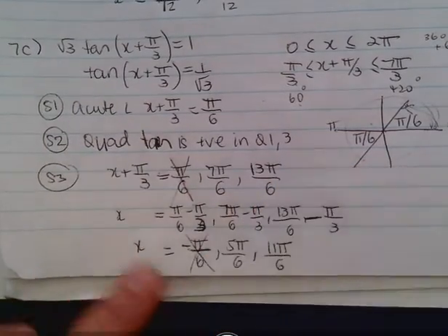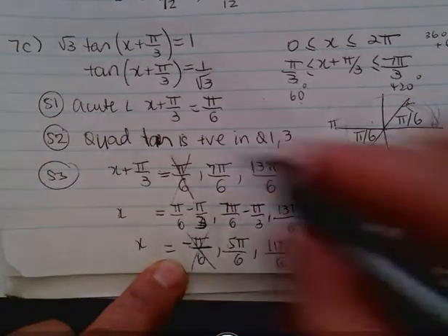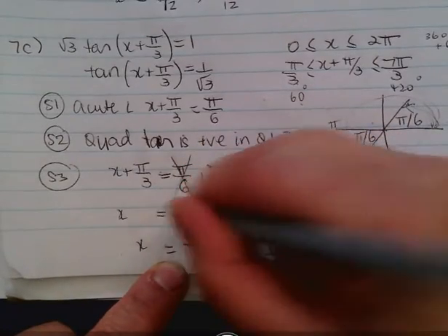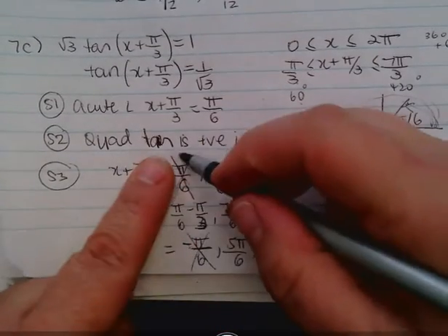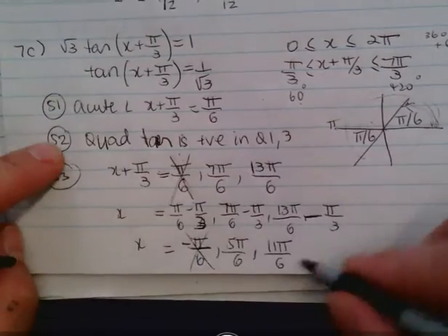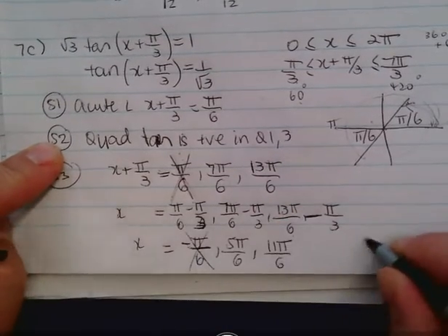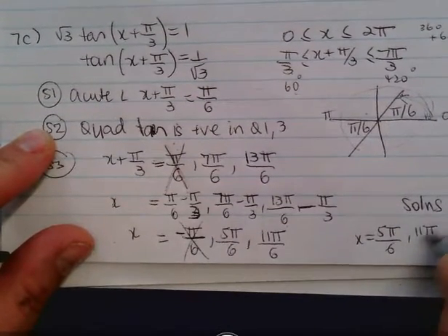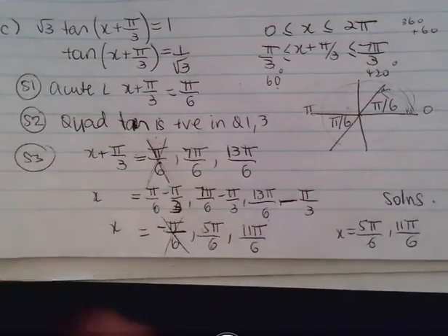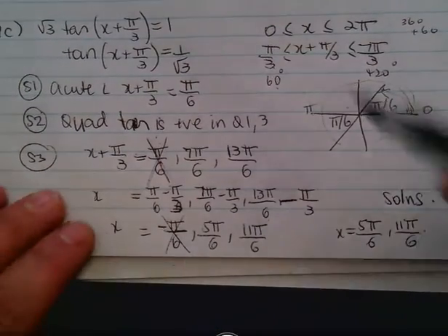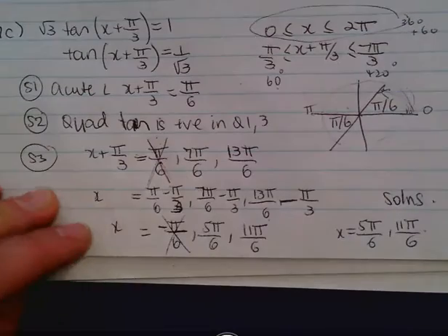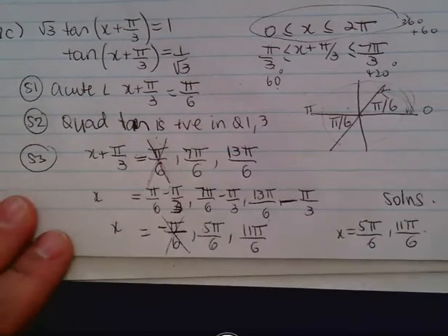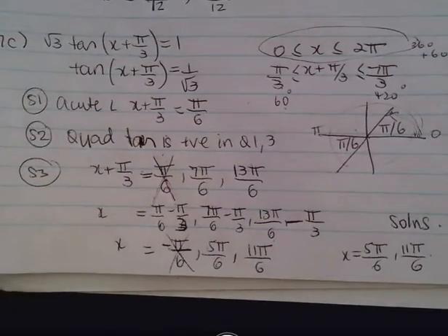Now we can see that this negative pi on 6 is not a solution. So if you didn't pick it up here, you would pick it up here. And what you'd need to do is just go back and cross that out. But as long as you're crossing it out here, or you can just write, therefore, your solutions are x is 5 pi on 6 and 11 pi on 6, okay? Just making sure that those final two solutions lie between 0 and 2 pi, all right? Just be careful with that type, okay?